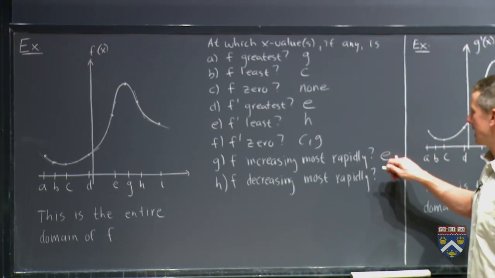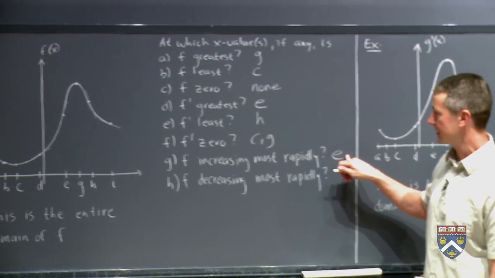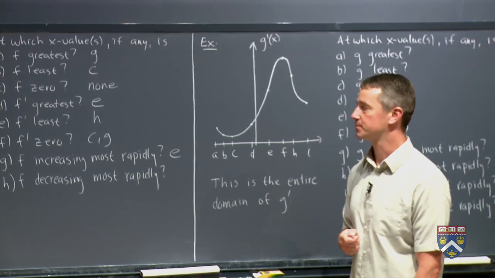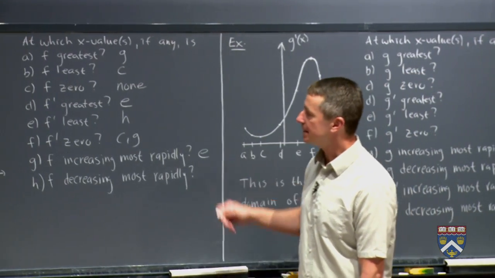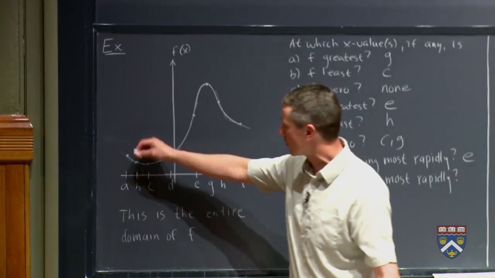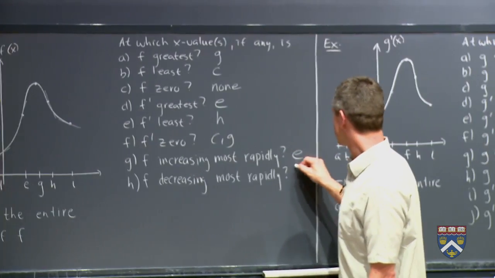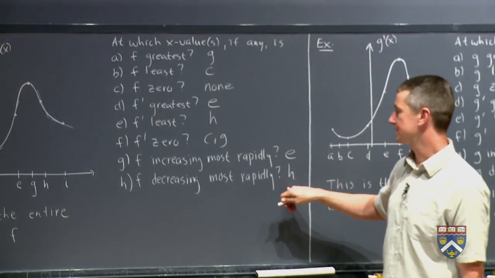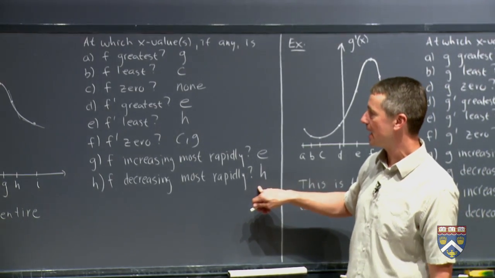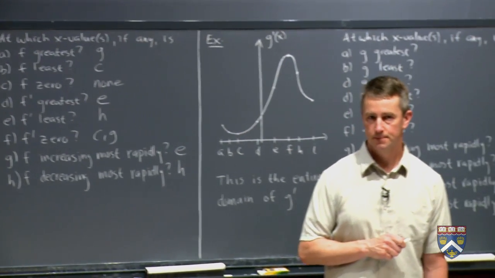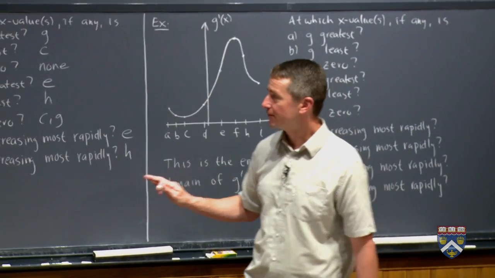And you'll notice that the answer to this question, f increasing most rapidly, was the same as where f prime was greatest. That's where we have the most positive slope. Similarly, f is decreasing most rapidly. Where are you going downward most rapidly? That should be over here at H. And again, no coincidence that we are decreasing most rapidly on f at the same place when f prime is least. So this was a graph of f.